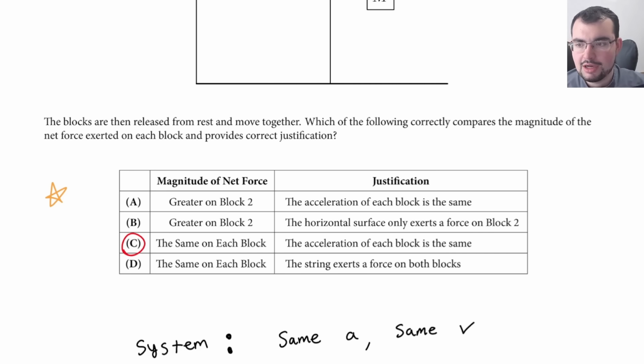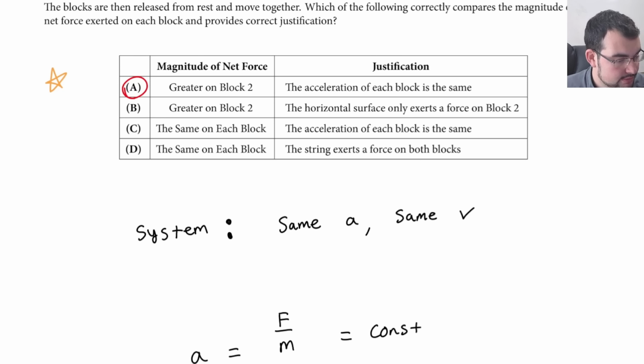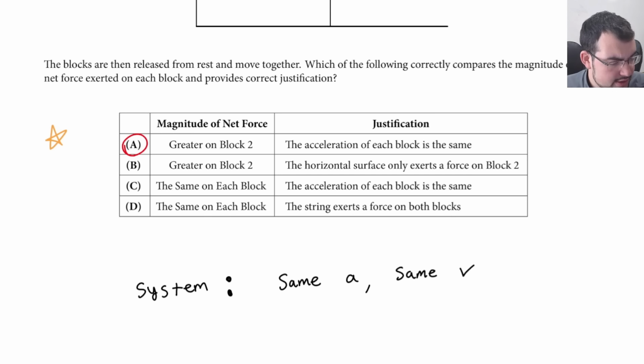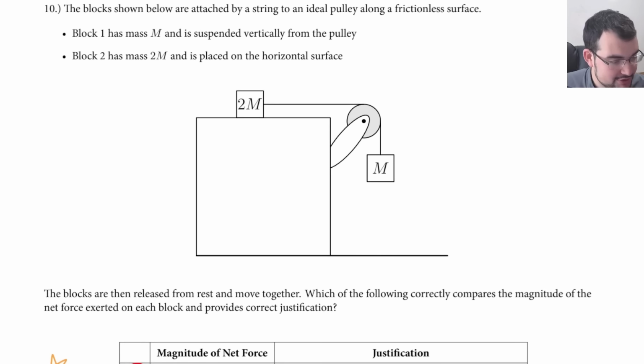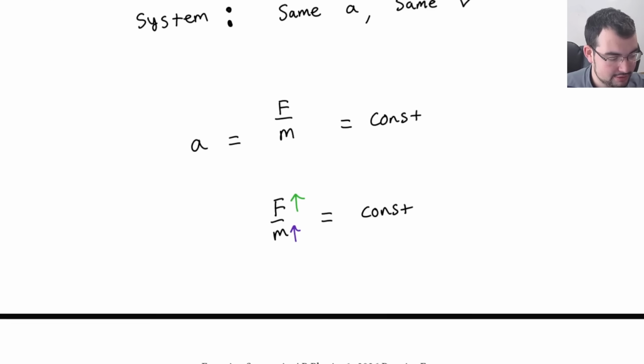I think I gave this 1 star. Oh, it's not that one. It's A. Sorry. The other justification, like, yeah, it's true that a horizontal surface only exerts a force on block 2, but that's not a net force. The normal force from the surface does nothing.